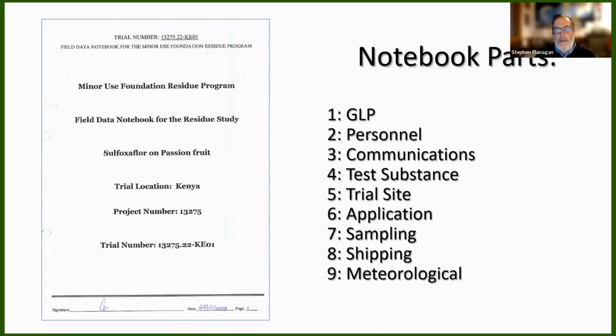So the notebook has different sections or different parts. These are the 9 different parts of the notebook, basically following the progress from the GLP standards all the way through what happens in the trial and what were the weather conditions that occurred with that trial. So let's take it part by part. Next slide.